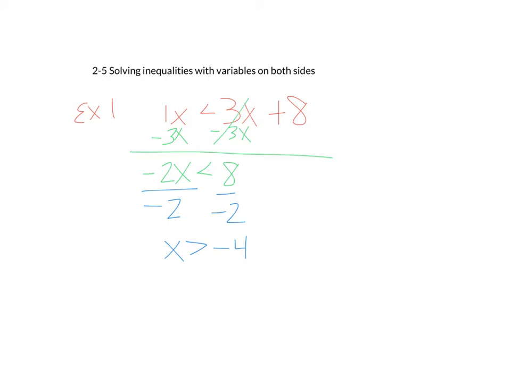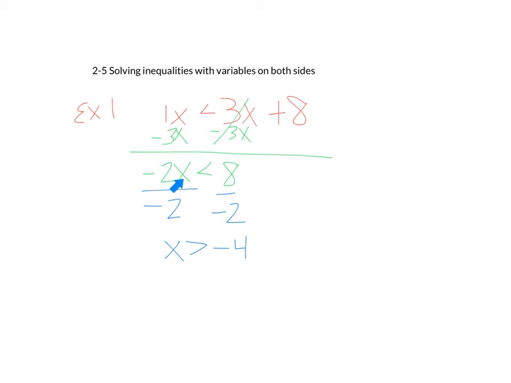So this is 2-5, solving inequalities with variables on both sides. Our first problem is 1x is less than 3x plus 8. We have a variable on both sides, so to get rid of one of those variables, we just take it away. We subtract 3x from both sides. We end up with negative 2x is less than 8.